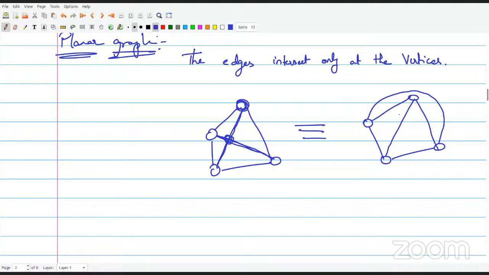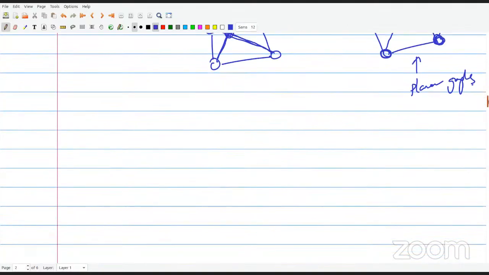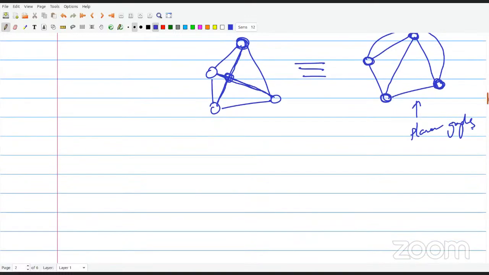If I can redraw this graph, then now you can see that in this graph the edges are meeting only at vertex points, and nowhere are they intersecting. So all the edges are clean, they are not intersecting in between. These kinds of graphs are called planar graphs. So within a plane I can embed them. So within a plane I can draw it like this. And there are graphs called non-planar graphs.